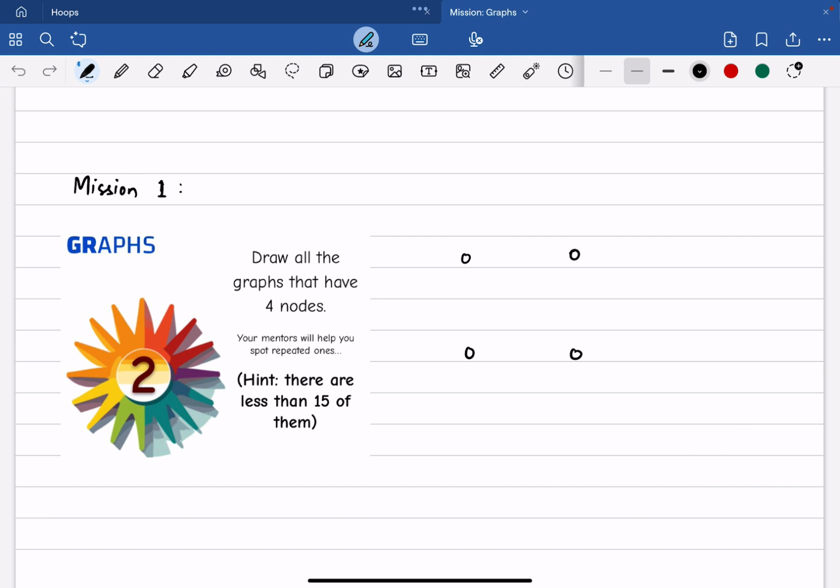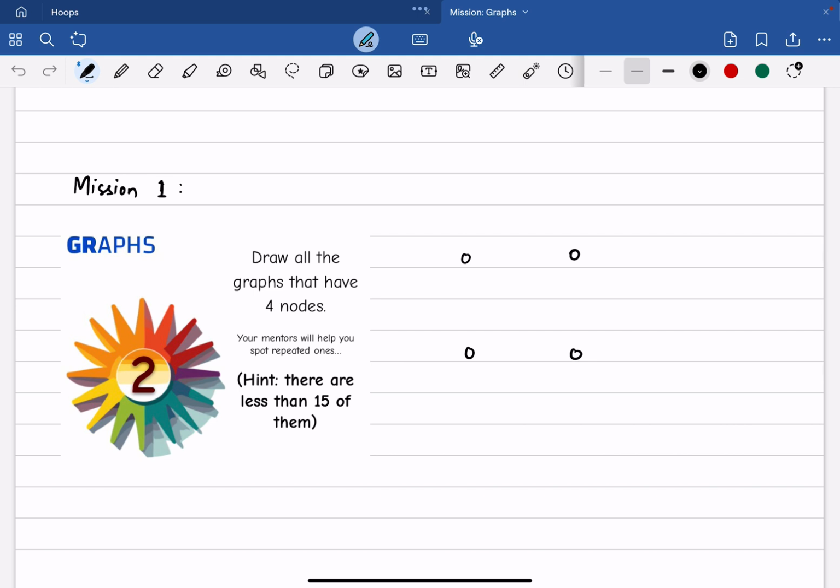Draw all the graphs that have 4 nodes. And what they mean here is exactly 4 nodes. So if we want to draw all possible graphs that can be drawn with 4 nodes. And there's a hint, which is that there are less than 15 of them.